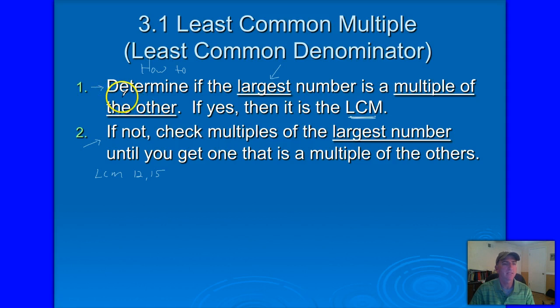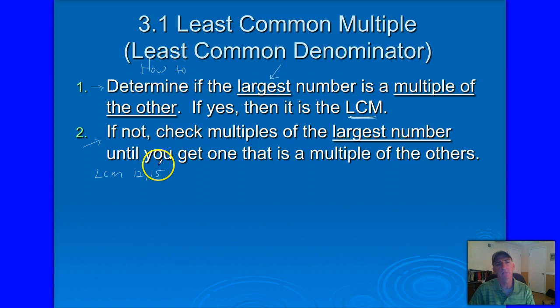So the first thing it says to do is determine if the largest number is a multiple of the other. If yes, then that's the least common multiple. All right, so I'm going to look at this and ask myself, is 15 a multiple of 12? In other words, can 12 go into 15?